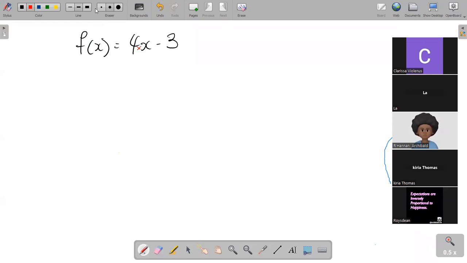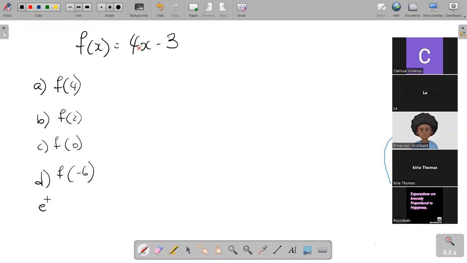Everybody with me? So these are the questions they're going to ask you. A, find F of 4. B, find F of 2. C, find F of 0. D, find F of negative 6. I think that's it. So my question to everybody is, have you seen this before? Do you understand what to do? Yes or no? This is even before I show you. Have you done this before? Do you know what to do?